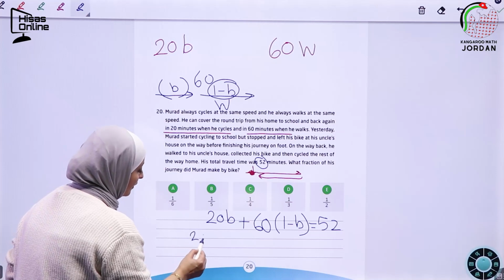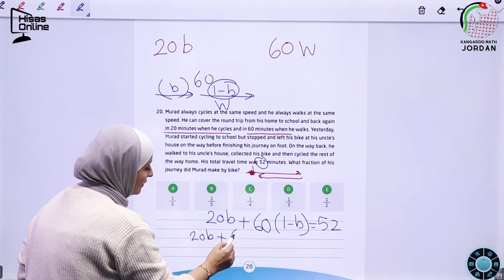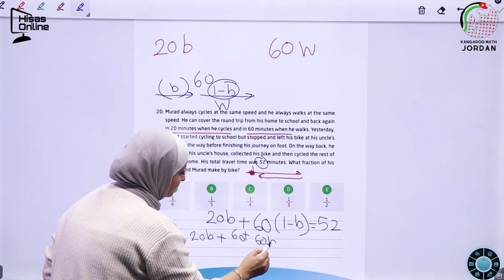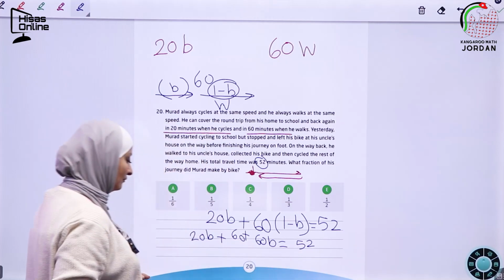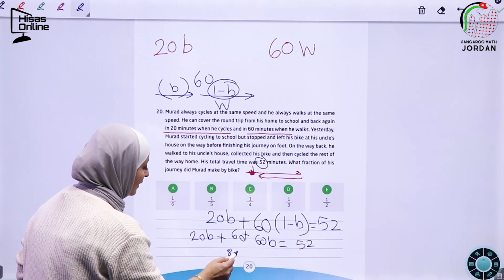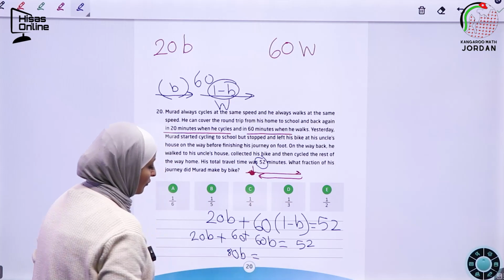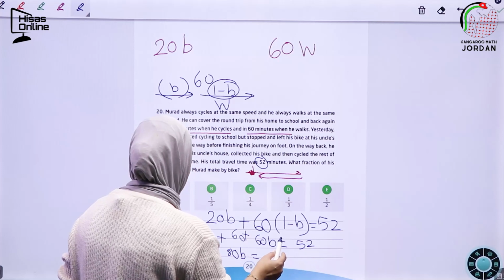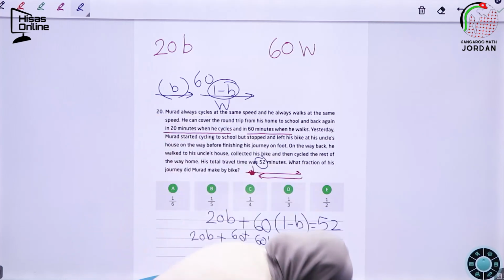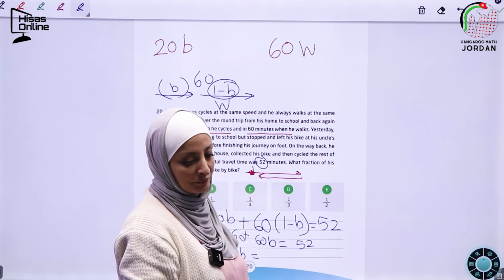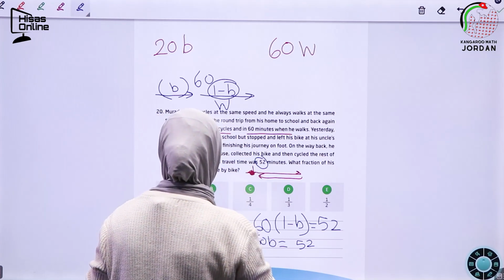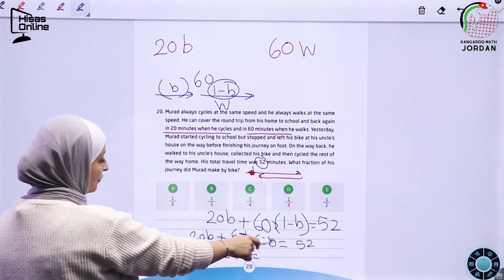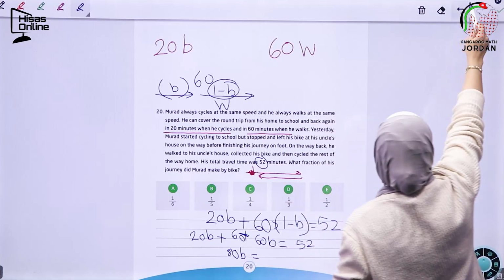So 20b plus, let's distribute that, 60 minus 60b equals 52. Let's connect, 40b equals 60 minus 52. Okay, sorry, where is it? Yeah, here we have it, 60. Again, sorry guys, I will repeat this part.